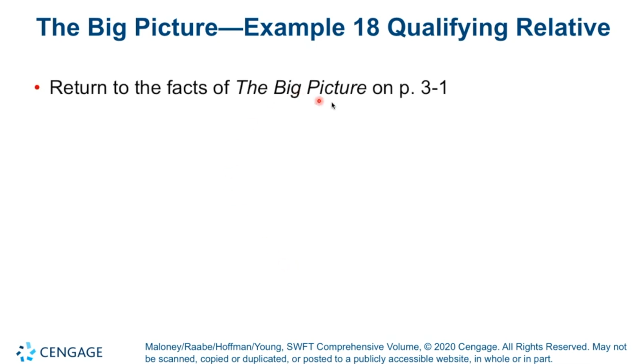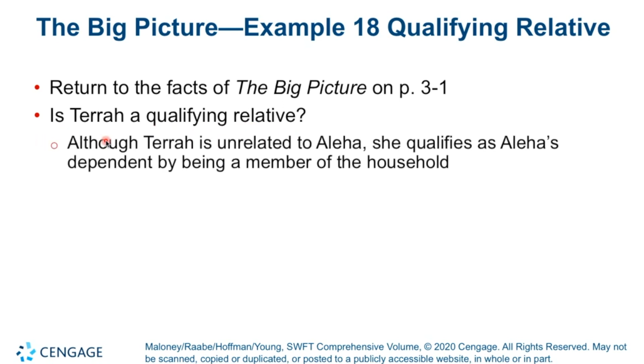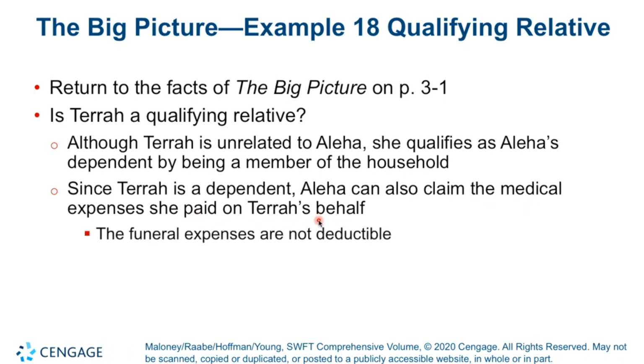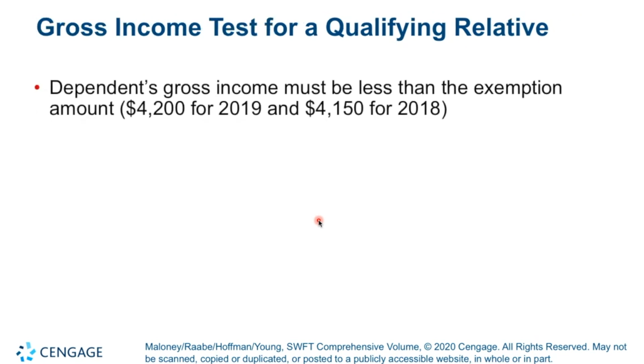So we'll go back to the big picture. Is Tara a qualifying relative? So she could be, right? She was unrelated. So she could qualify. And since Tara is a dependent, Aleja, the taxpayer, can also claim medical expenses if she paid them on Tara's behalf. But funeral expenses are not deductible.